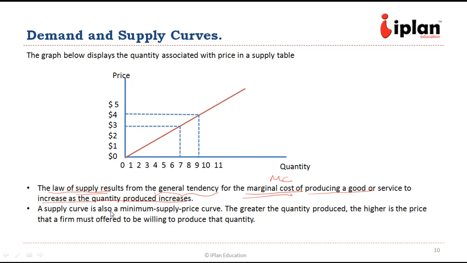So the supply curve is also a minimum supply price curve. The higher the quantity produced, the higher the price that a firm must be offered so that it is willing to produce that quantity. So the quantity is higher, the price is higher. At a higher price, the firm will be willing to make more products. Now let us move to the next slide.